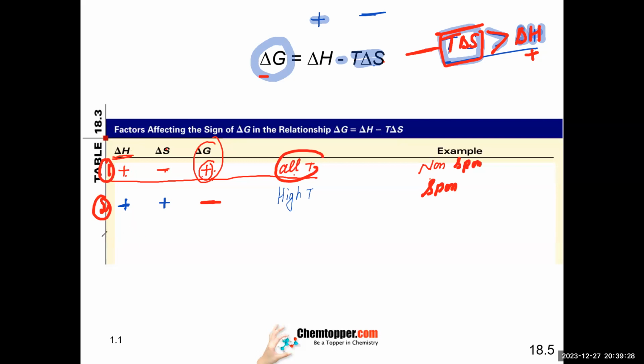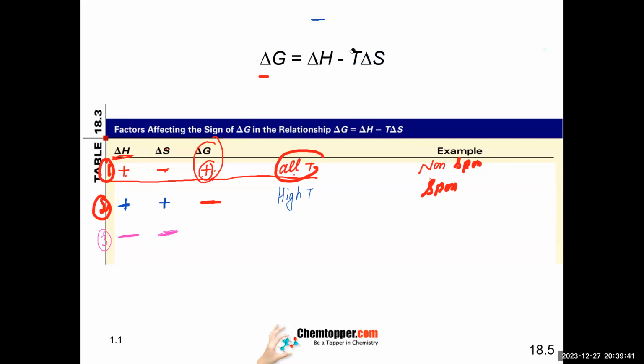Delta H is negative. Delta S is negative. Now tell me at what temperature the process is spontaneous, low or high? Check. This value is negative, and this is also negative. So what happens to this value? It becomes positive.